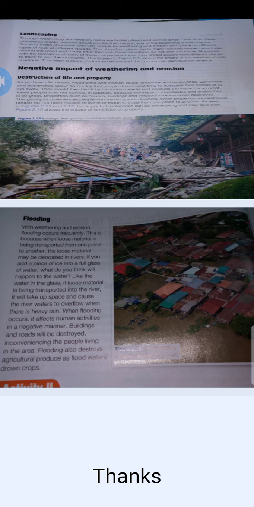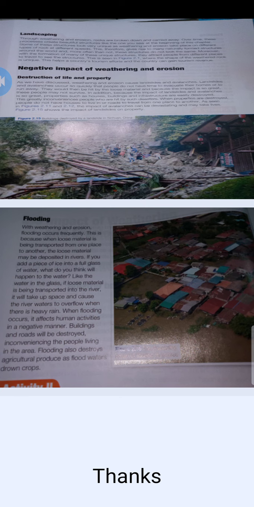Some of these structures look very unique as weathering and erosion take place on different types of rock at different speeds. This therefore gave rise to many natural structures around the world, and more often than not, these structures do not look the same. Moreover, with the formation of many of these unique structures, they attract people from different places to travel to see the structures. What are the negative impacts of weathering and erosion?